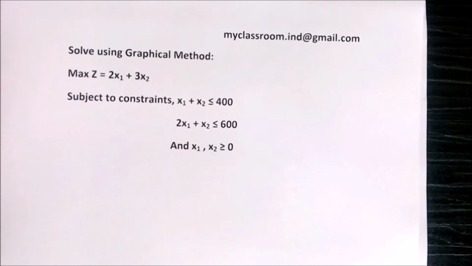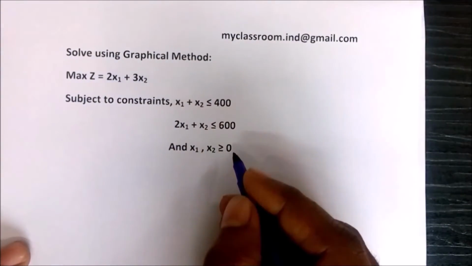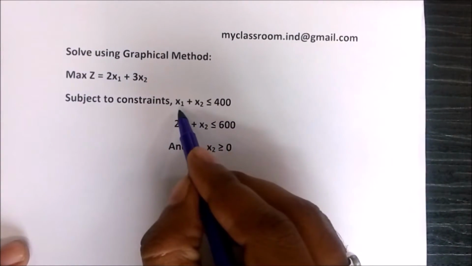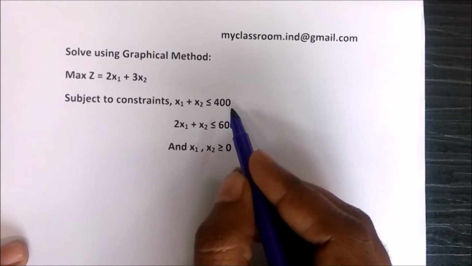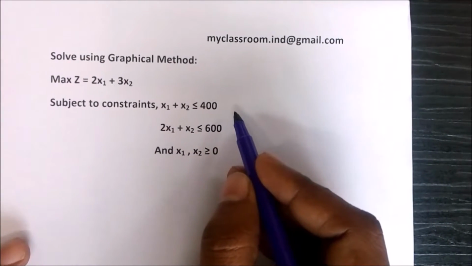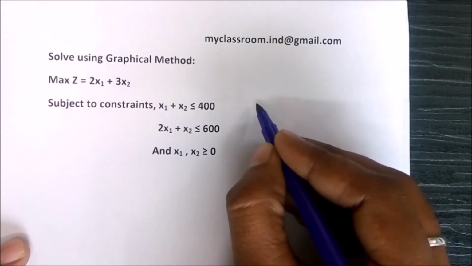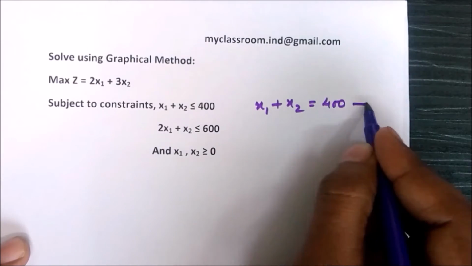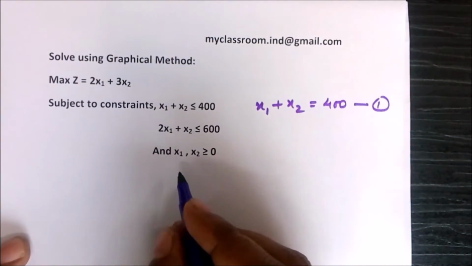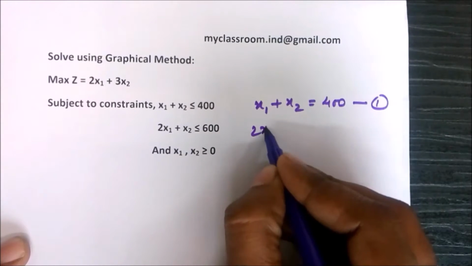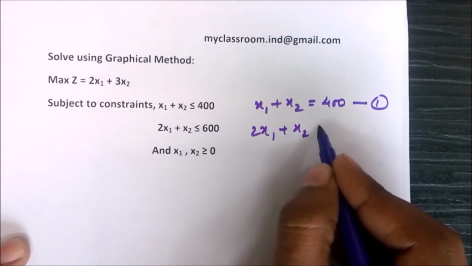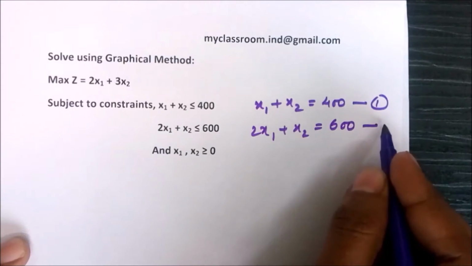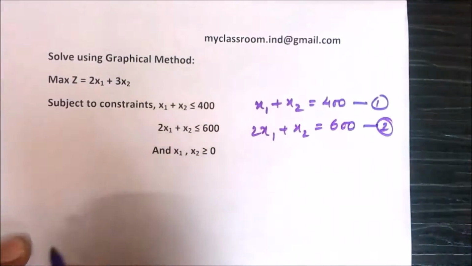So our first step will be to write down the inequation forms in equation form. Our first constraint is x1 plus x2 less than or equal to 400. To solve it graphically, I write x1 plus x2 equals 400 and mark it 1. Similarly, for the second constraint, 2x1 plus x2 equals 600, and I call it equation 2.